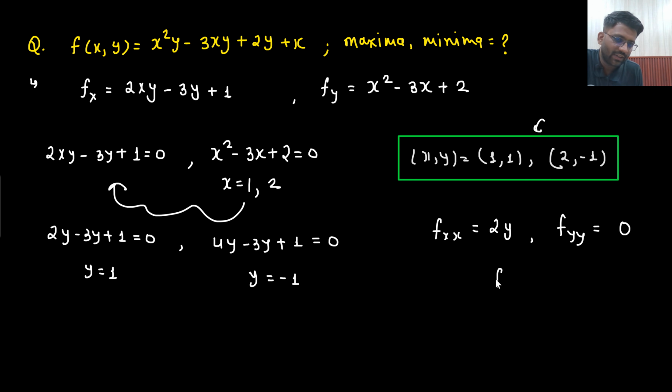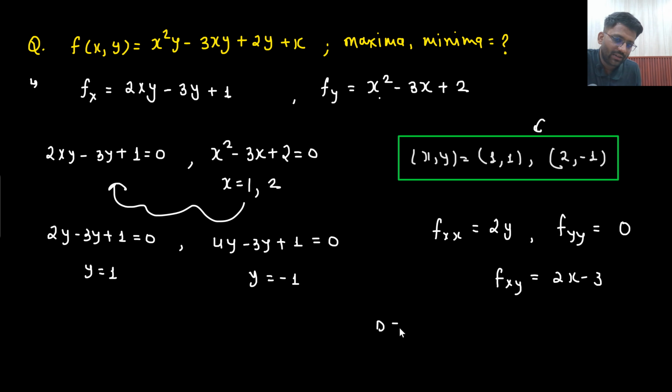And what will be fxy? Sorry, this function should be differentiated with respect to y. Or you can say this function should be differentiated with respect to x. So the answer will be 2x minus 3. You differentiate this function with respect to y, the answer will be 2x minus 3 only. So we have found fxx, fyy and fxy.